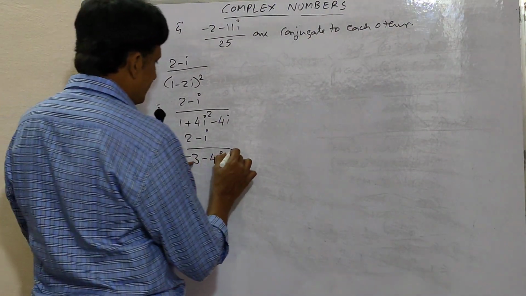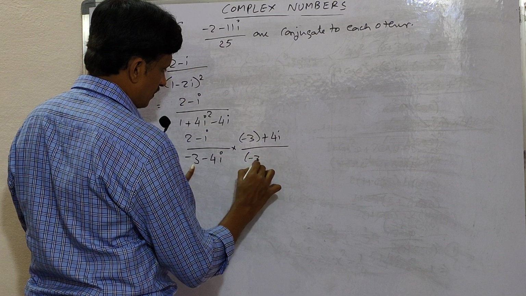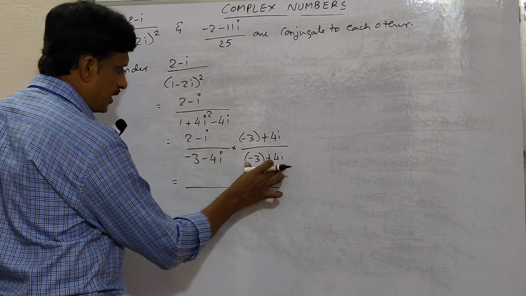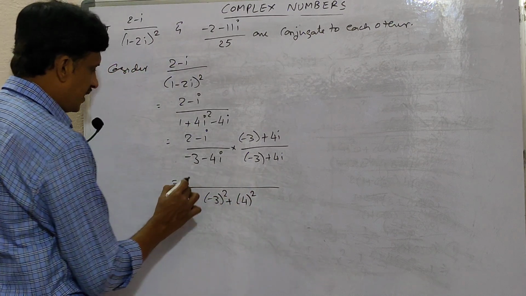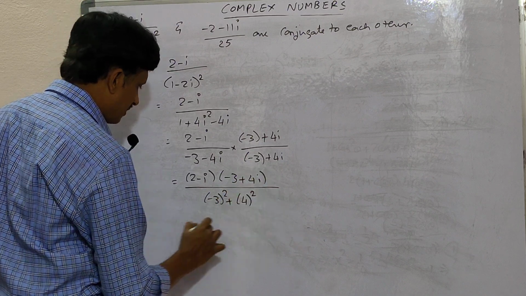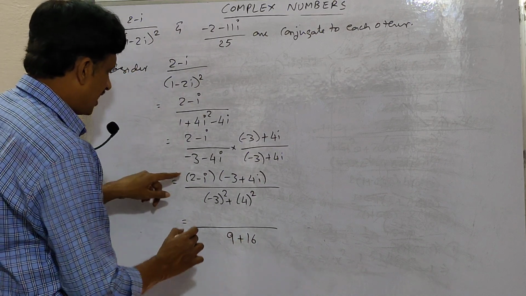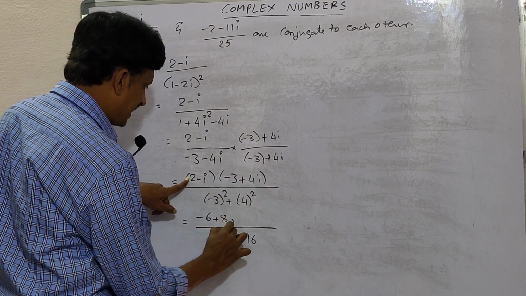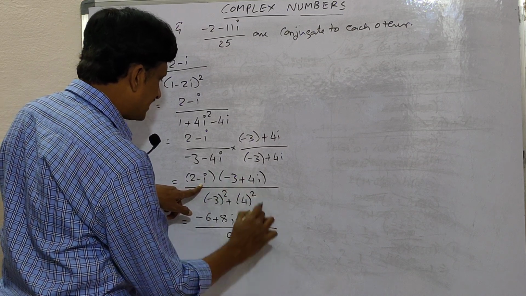So just multiply and divide with its conjugate complex number, that is minus 3 plus 4i. Then denominator is (a plus ib) into (a minus ib), that is a square plus b square, gives minus 3 whole square plus 4 square. Numerator is the product of these two, (2 minus i) into (minus 3 plus 4i). So denominator is minus 3 whole square, that is 9, plus 4 square is 16. Now multiply these two in the numerator: 2 into minus 3 is minus 6, 2 into plus 4i is 8i, minus i into minus 3 is plus 3i, minus i into plus 4i is minus 4i square.